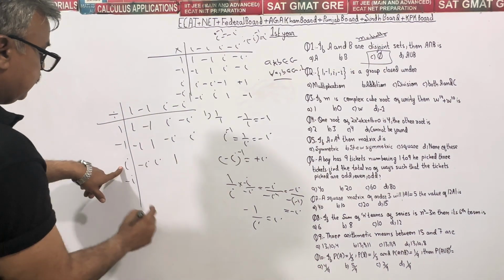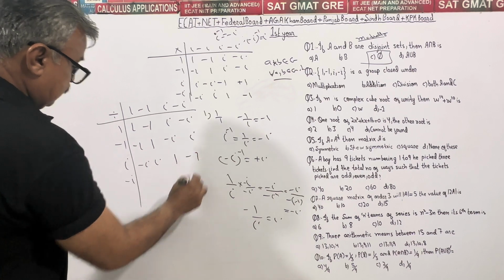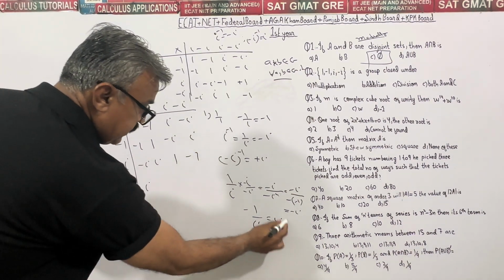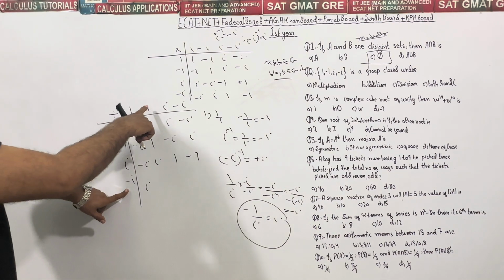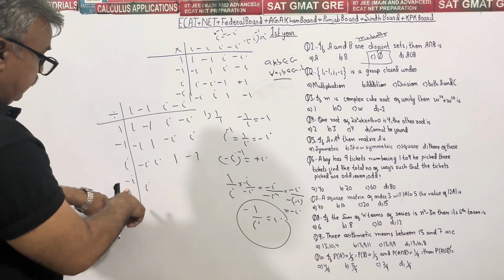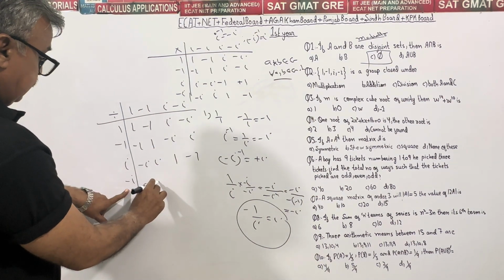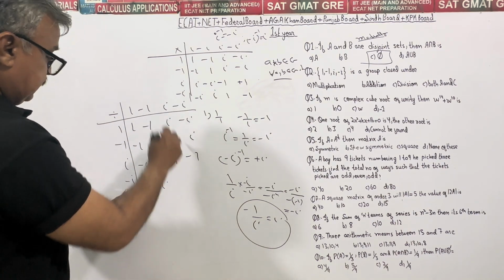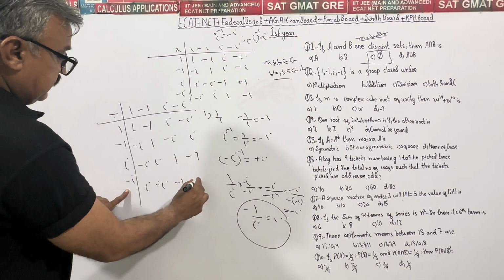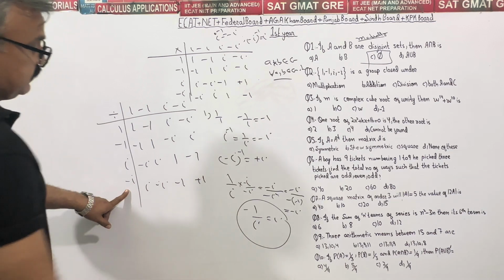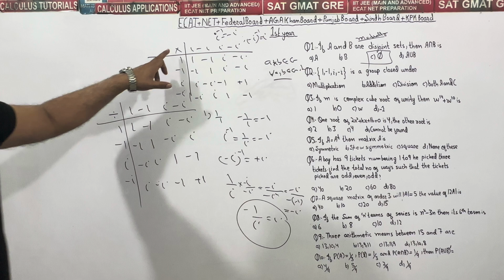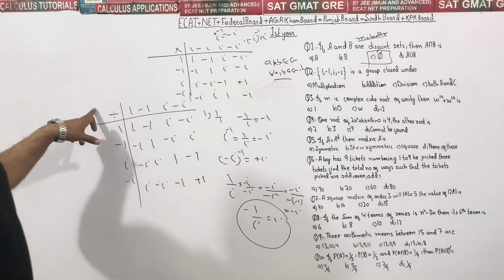Iota divided by iota is 1, minus iota divided by iota is equal to minus 1. Similarly, minus iota divided by minus iota is positive 1. So it is closed under multiplication as well as division.